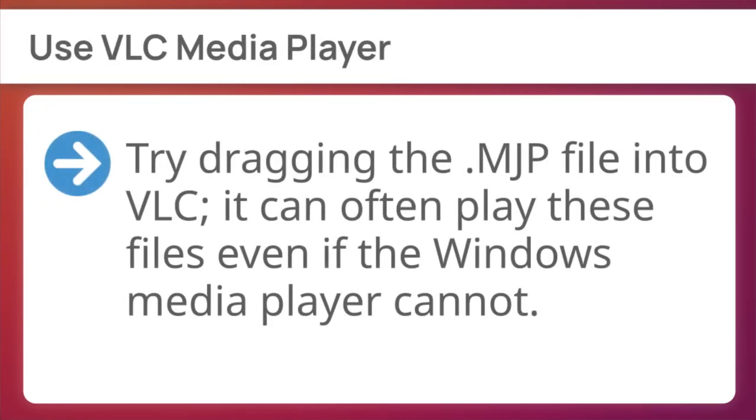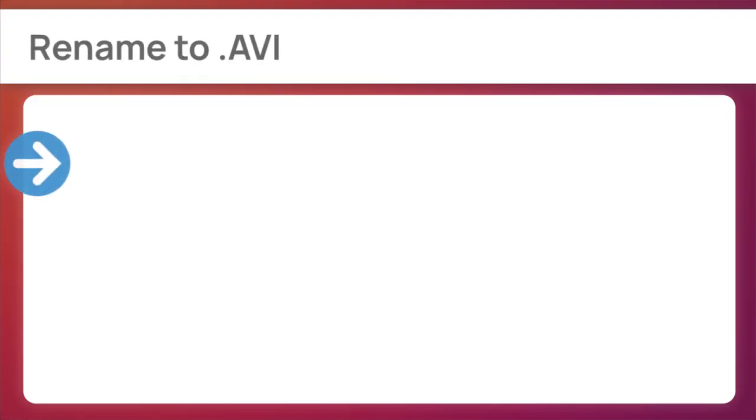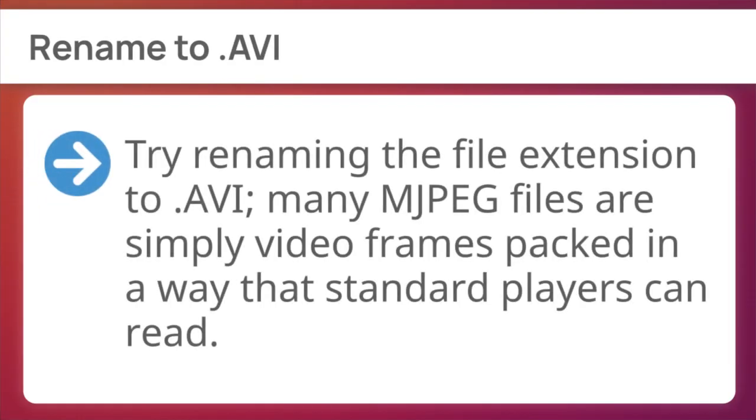Try dragging the MJP file into VLC. It can often play these files even if the Windows Media Player cannot. Finally, rename to AVI. Try renaming the file extension to AVI. Many MJPEG files are simply video frames packed in a way that standard players can read.